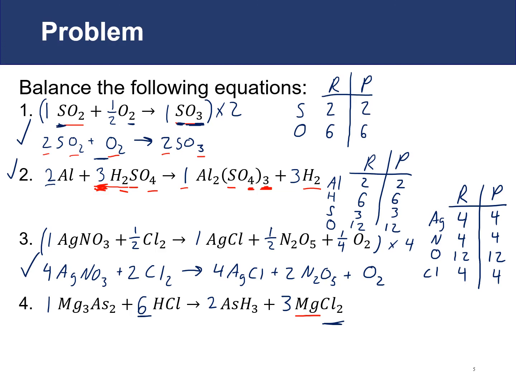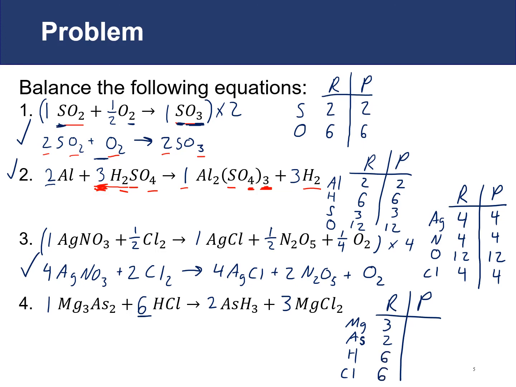So what I'm going to do is write out my table and make sure that everything ended up being balanced. So I'm going to write out reactants, products. I have Mg, As, H, and Cl that I need to make sure are balanced. On the left-hand side, I have 3 magnesium. I have 1 times 2 As. This is an S, not a G. I have 6 times 1 hydrogen, so 6 hydrogens, and I also have 6 chlorine.